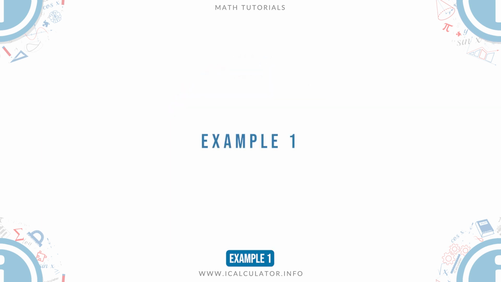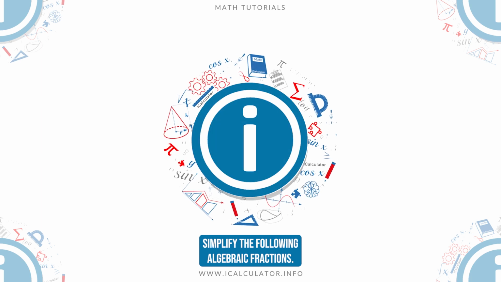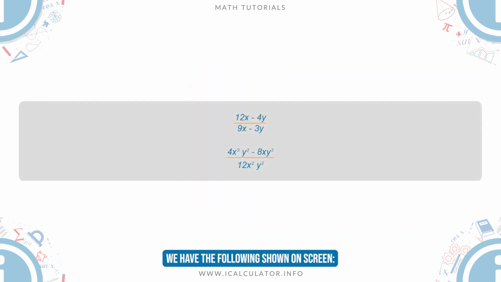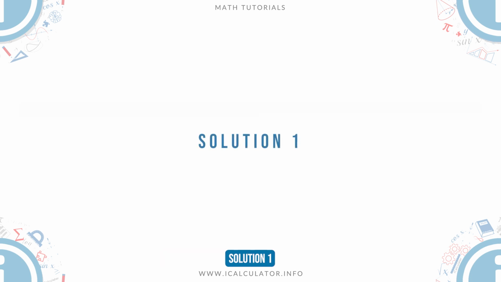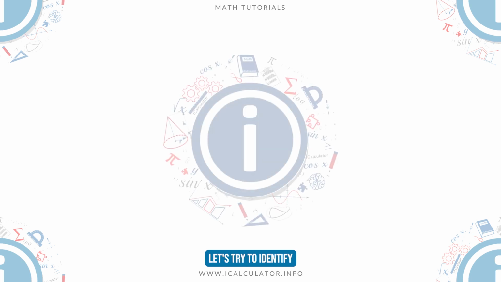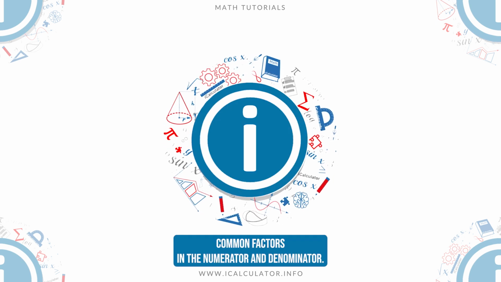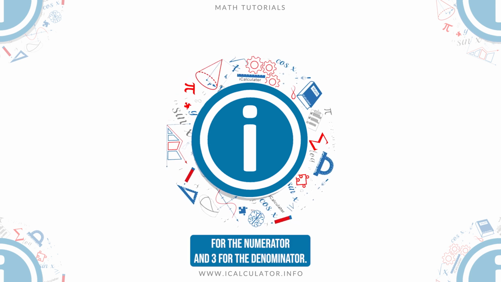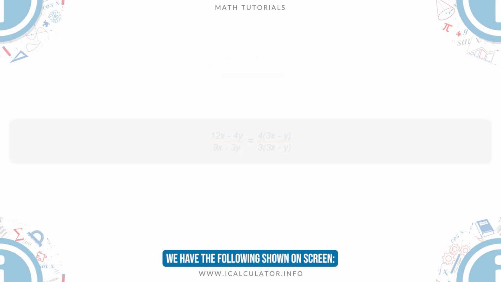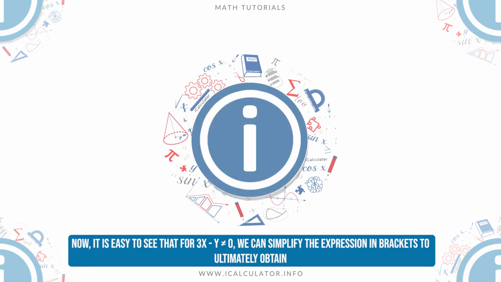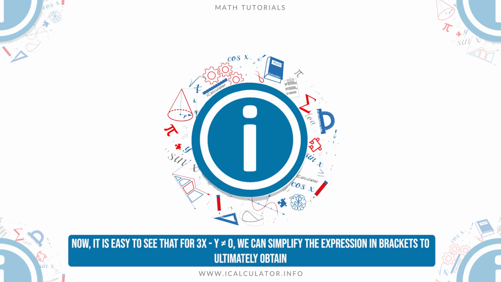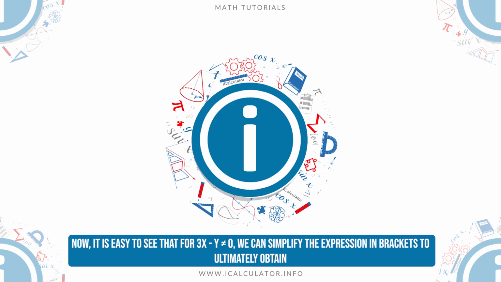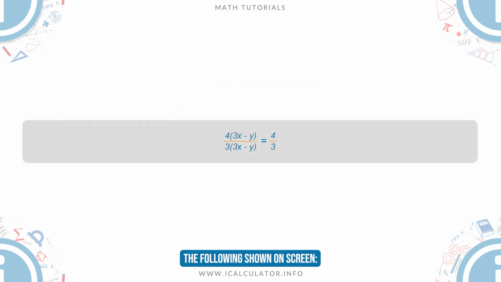Example 1. Simplify the following algebraic fractions. Solution 1. Let's try to identify common factors in the numerator and denominator. First, we spot the number 4 as a common factor for the numerator and 3 for the denominator. Now, it is easy to see that for 3x minus y not equal to 0, we can simplify the expression in brackets to ultimately obtain the following.